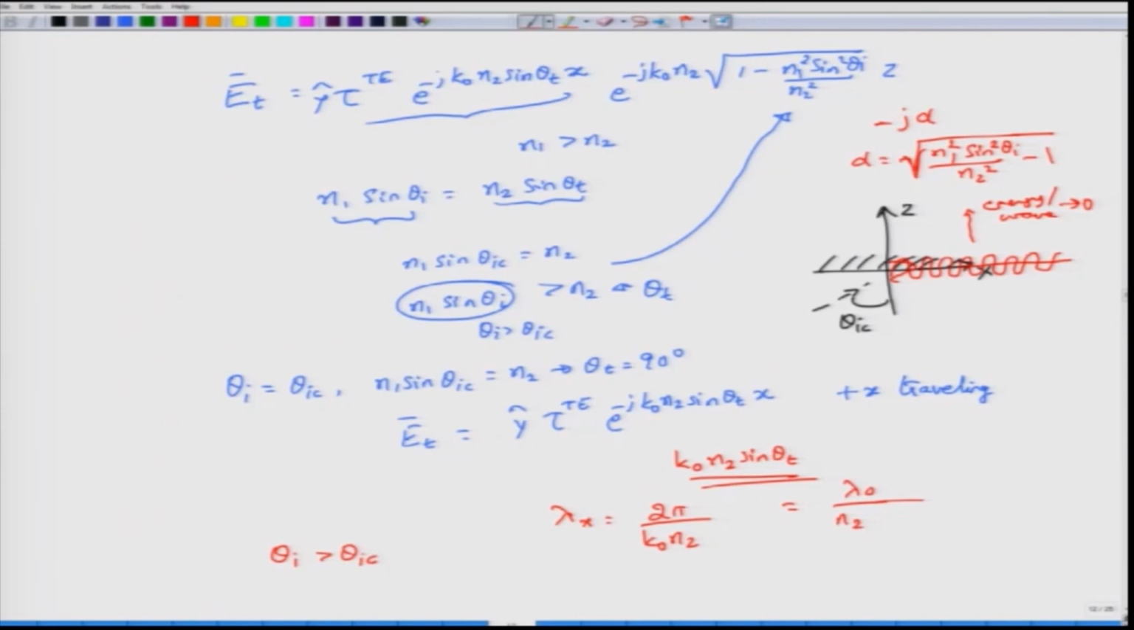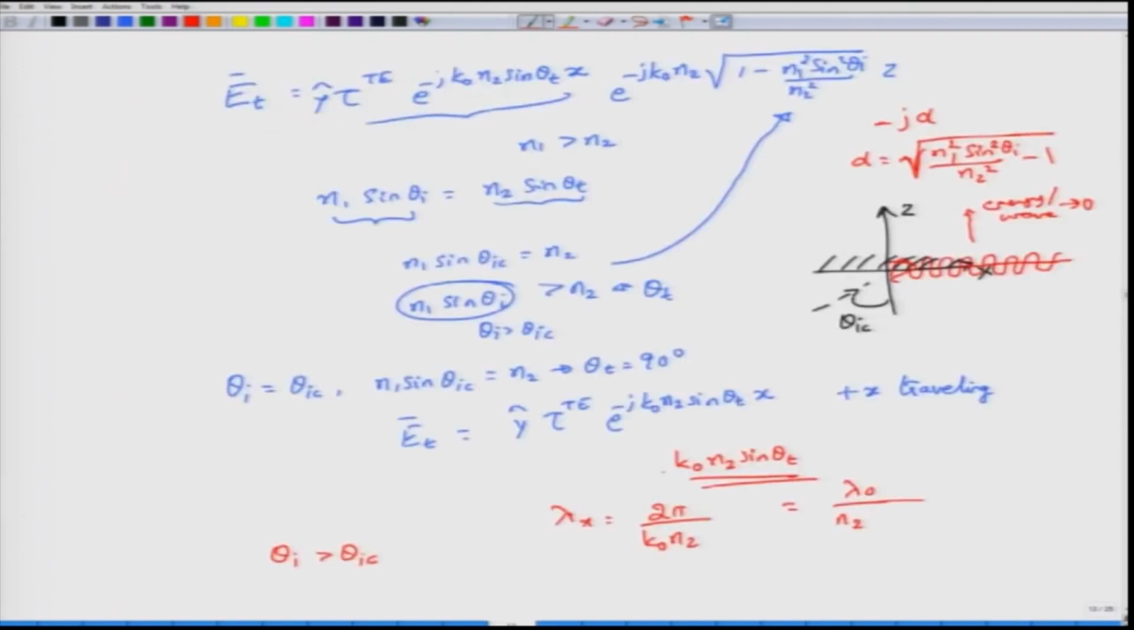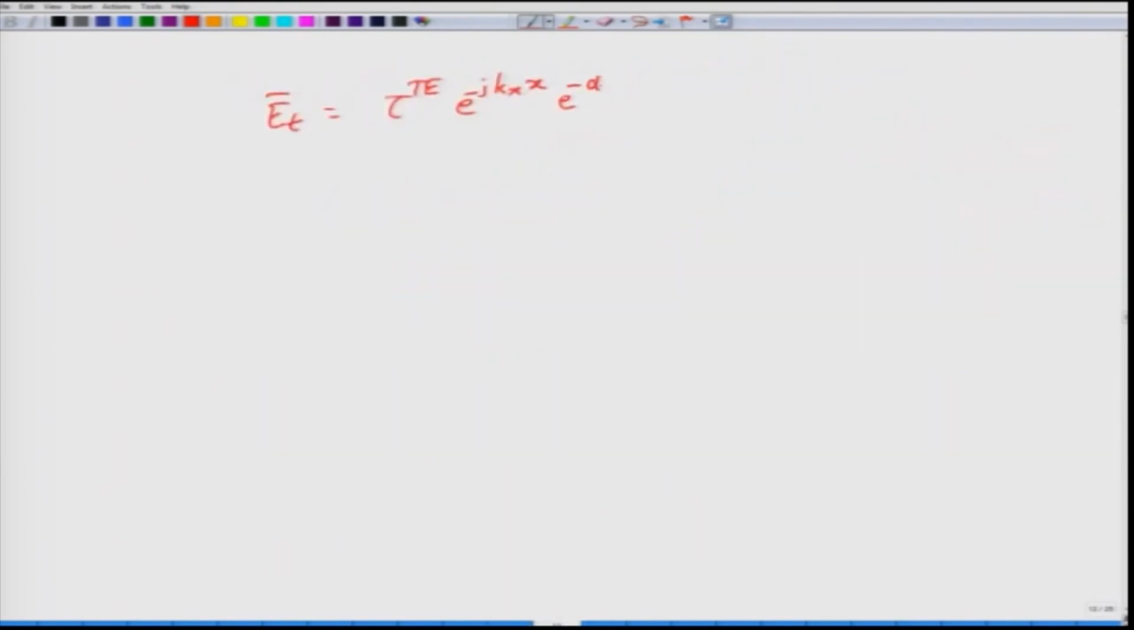So, I can rewrite this quantity once theta i is greater than theta ic into this form, and then alpha will be equal to this expression. So, the electric field would become tau te power minus j kx x, where kx is the wave vector k0 n2 sin theta t. Of course, sin theta t you can calculate, times e power minus j kx x times e to the power minus alpha z, and it is this alpha which tells you how quickly the wave would decay as you move away from the interface.